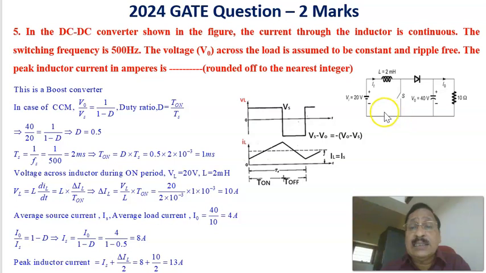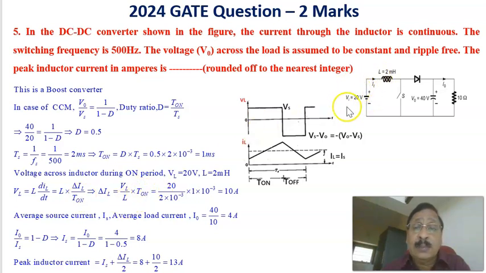Now, the voltage across the inductor during the on period: as you know, when the switch is on, the voltage across the inductor is the same as the input voltage. Therefore, the basic equation is VL equal to L di by dt, or L into the change in inductor current divided by the duration of the on period, T on. Therefore, delta IL is given by VL divided by L into T on.